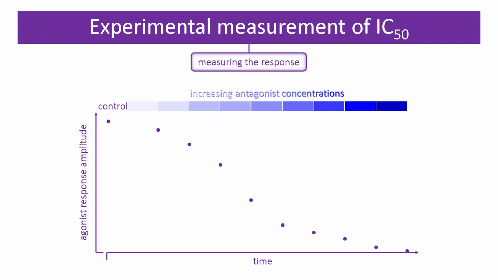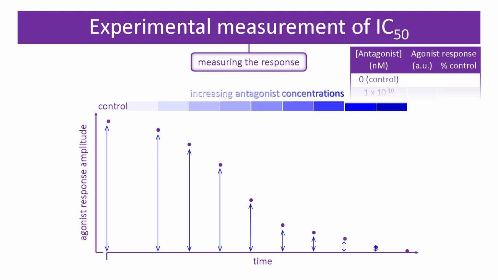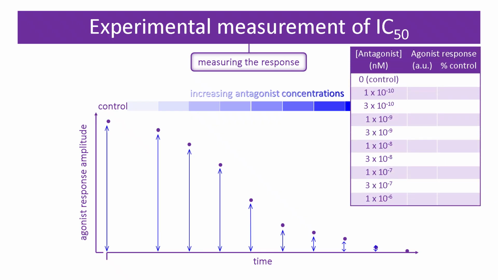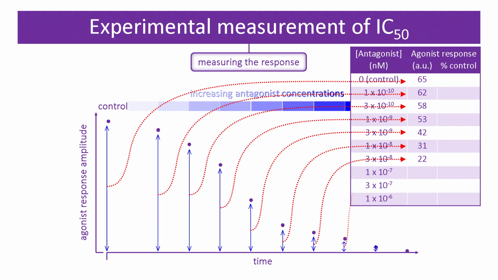The graph has now been cleared to show only the control response and the remaining response at the end of each antagonist addition. The amplitude of each is measured, providing a single value for the control and for each antagonist concentration. These values are then entered into a table. At each antagonist concentration, the corresponding response is recorded, building a data set that shows how the response changes as antagonist levels increase.